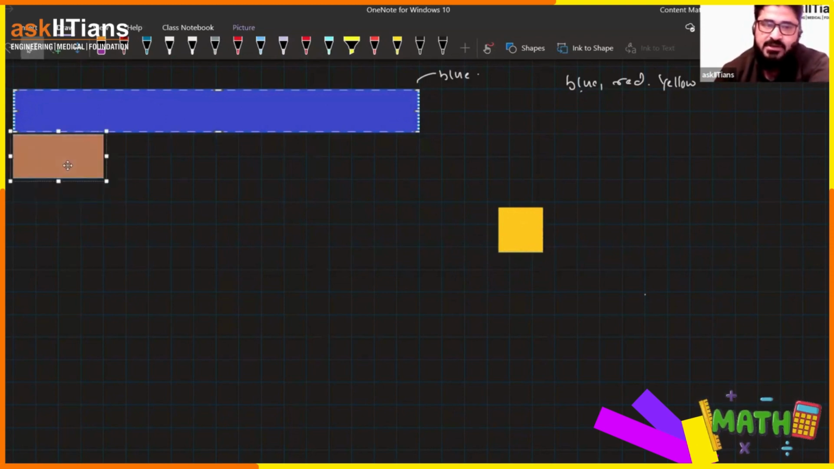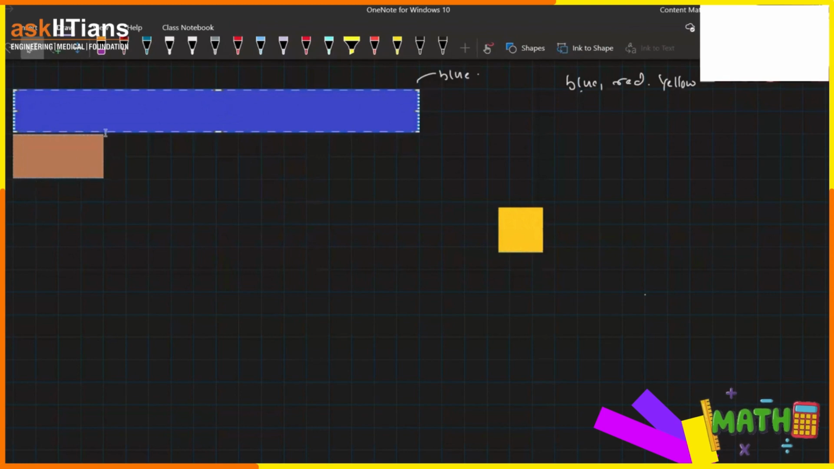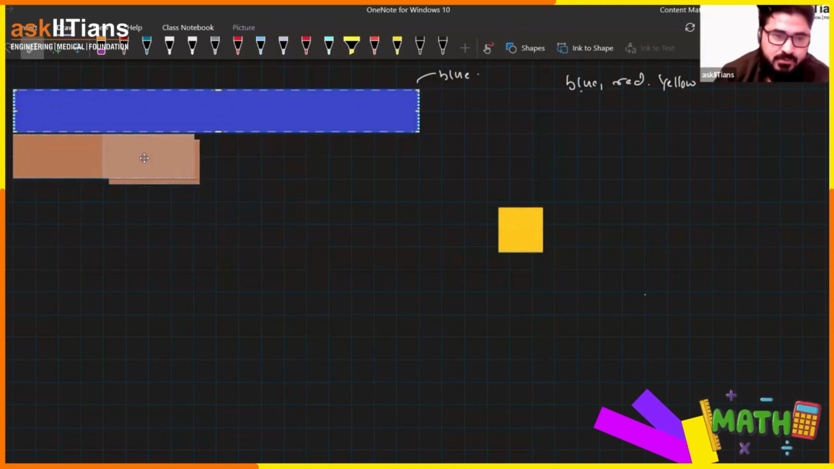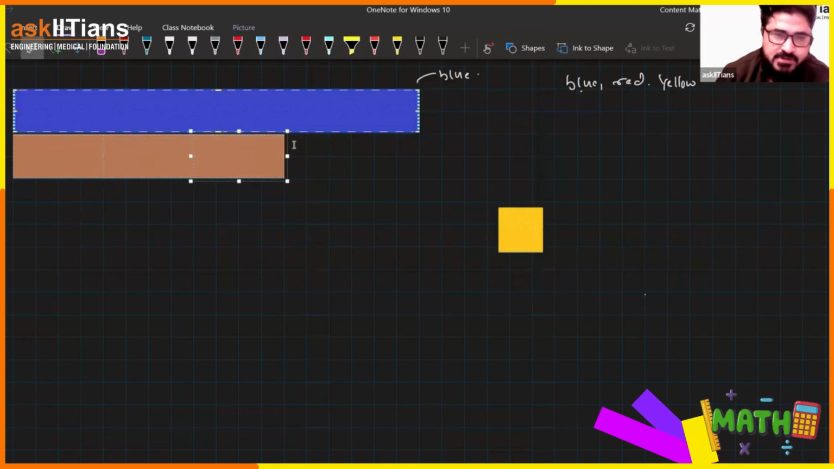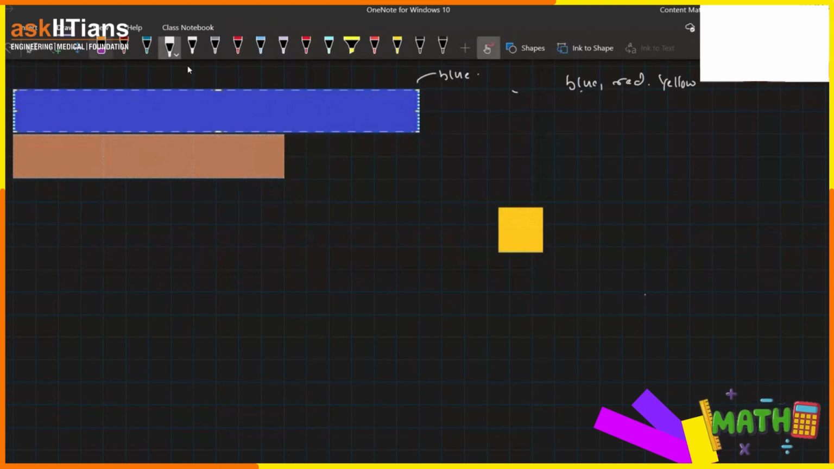Now let's accommodate this blue. How many times can I use this red? Once. Can I use it one more time? Yes. Used one more time, 2 times. Can I use it one more time? Yes, let's use it one more time. How many times have I used it totally? 3. Can I use it one more time now? Yes.